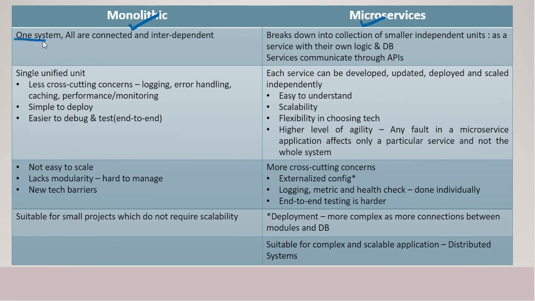The monolithic architecture is one system, or they are all connected and interdependent. Microservices, we break down each problem or subproblem into smaller units which has its own logic and database, and the microservices kind of communicate through APIs.